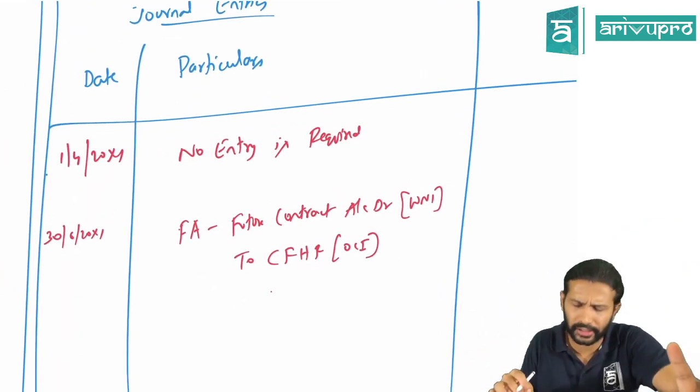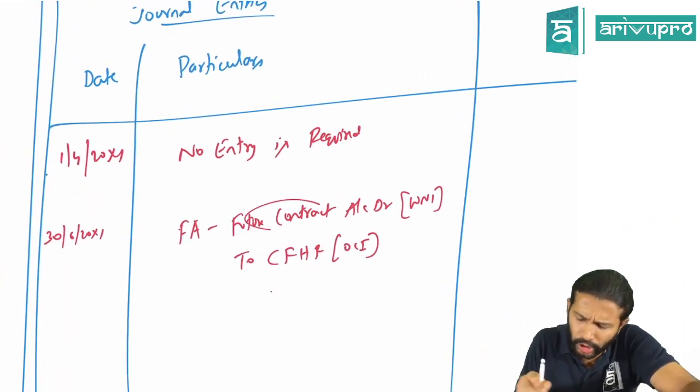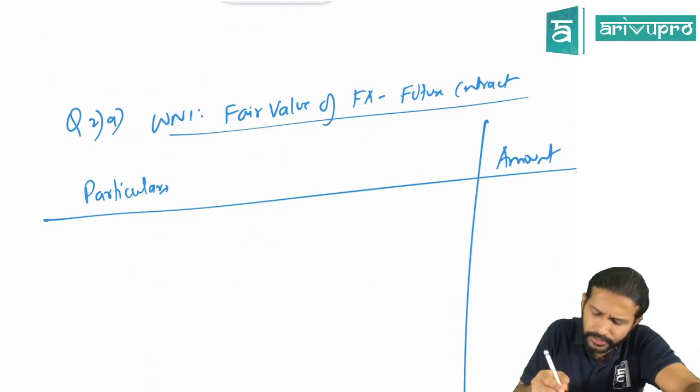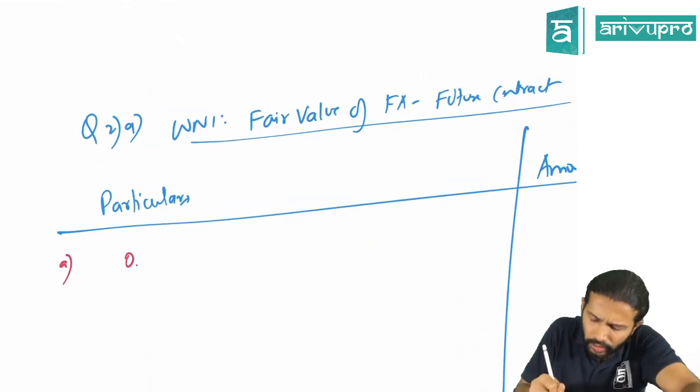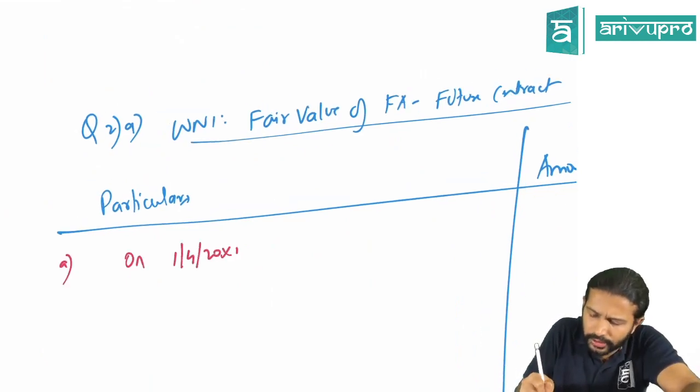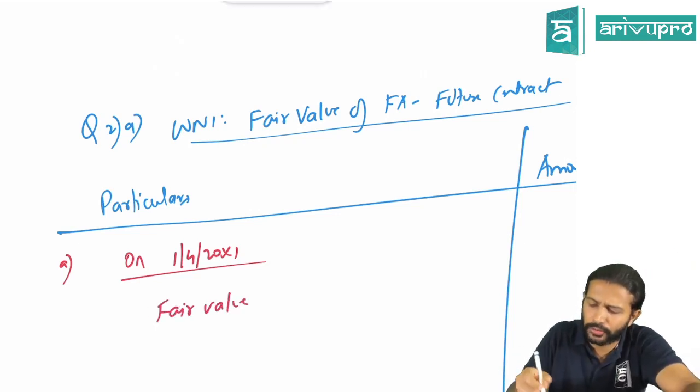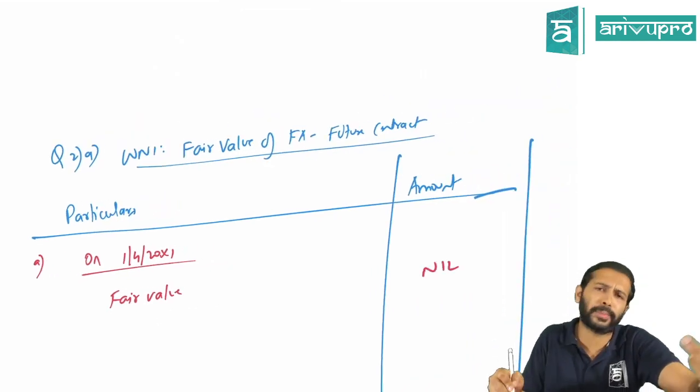Entry portion, I think you're clear. Financial asset, the future contract account debit to cash flow hedge reserve is what you need to pass. Working note number 1, we will pass off this. I'm finding out the fair value. First, I'll find out for all the 3. On 1st April 20x1, there is no fair value of this future contract, because I already explained it to you.